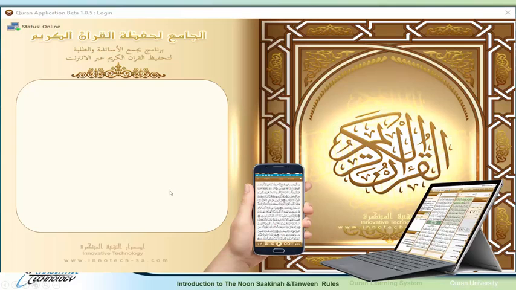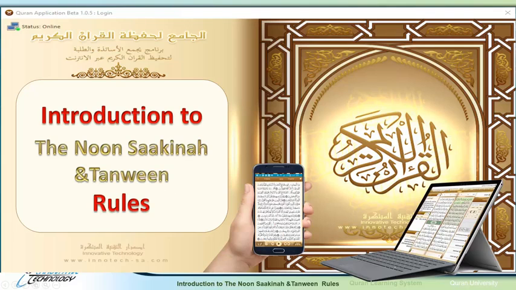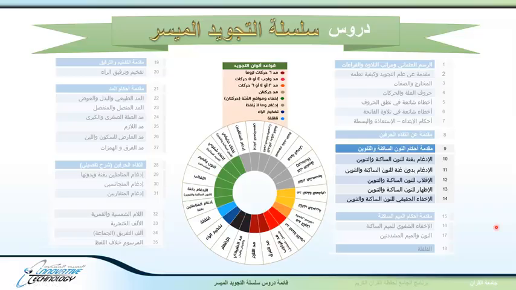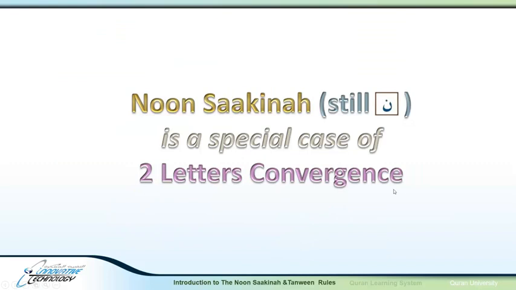So let's start, Bismillah ar-Rahman ar-Rahim, with our topic for this lesson, which is Introduction to the Noon Sakinah and Tanween rules. The title for this lesson in Arabic is مقدمة أحكام النون الساكنة والتنوين, which will be an introduction to the following 5 lessons related to the Noon Sakinah and Tanween rules. If you remember what we discussed in the previous lesson, we introduced the concept of 2 letters convergence. And Noon Sakinah, the still Noon, is actually no more than a special case of the 2 letters convergence.